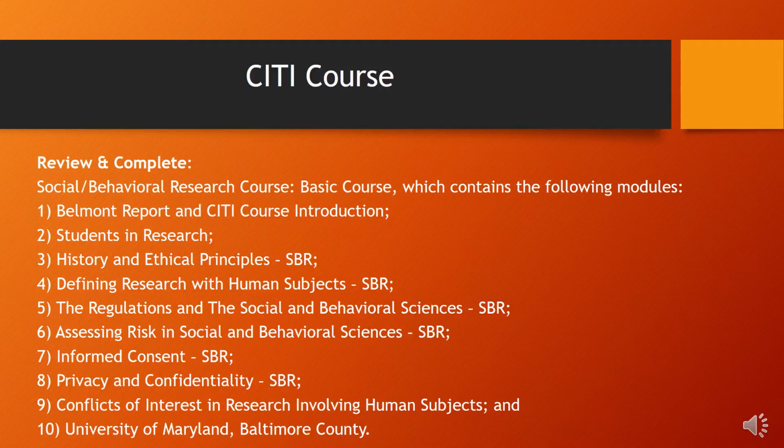Number 7, Informed Consent. Number 8, Privacy and Confidentiality. Number 9, Conflicts of Interest in Research Involving Human Subjects. And number 10, University of Maryland, Baltimore County.